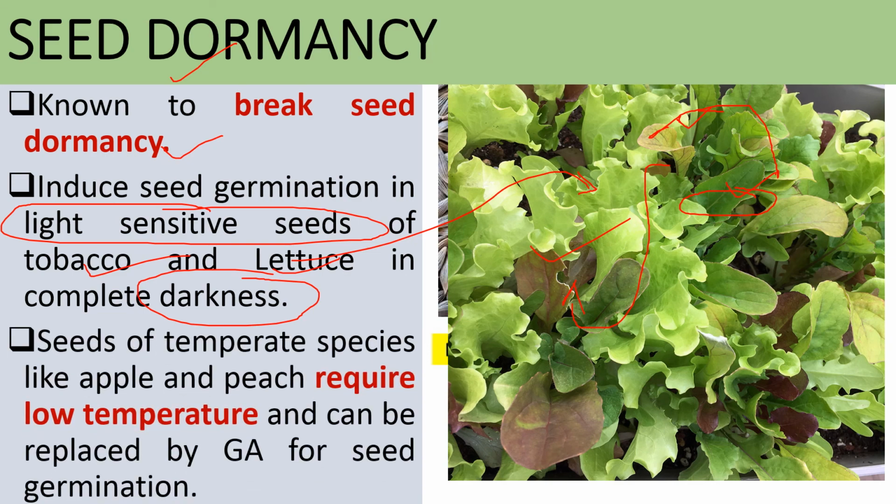Seeds of temperate species like apple and peach require low temperature and can be replaced by GA for seed germination. So the germination of seeds in some temperate plants like apple and peach requires cold treatment. That cold treatment can be replaced in these plants by external treatment with GA, gibberellic acid.